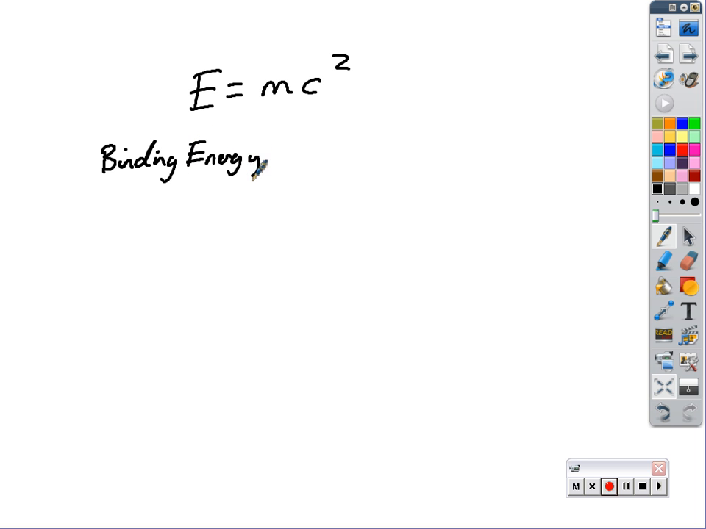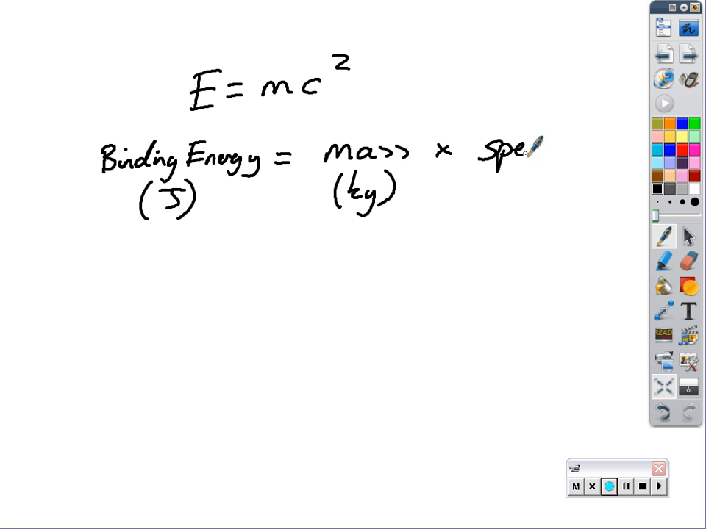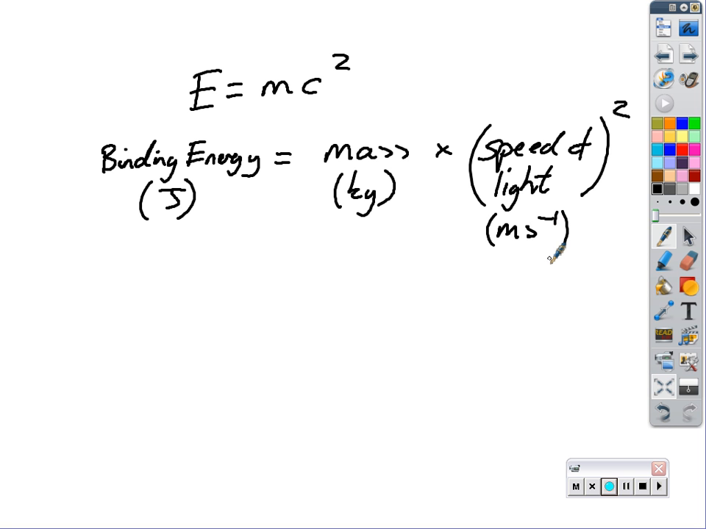And that's in joules, as always. Equals the mass in kilograms. And make sure you get it in kilograms. Multiplied by the speed of light squared. Don't ask me why it's the speed of light, but it is. Squared. And that's got to be in m s to the negative 1. Now that's a constant. The speed of light is 3 times 10 to the power 8. You must remember that. Can't forget that. It's always 3 times 10 to the power 8.